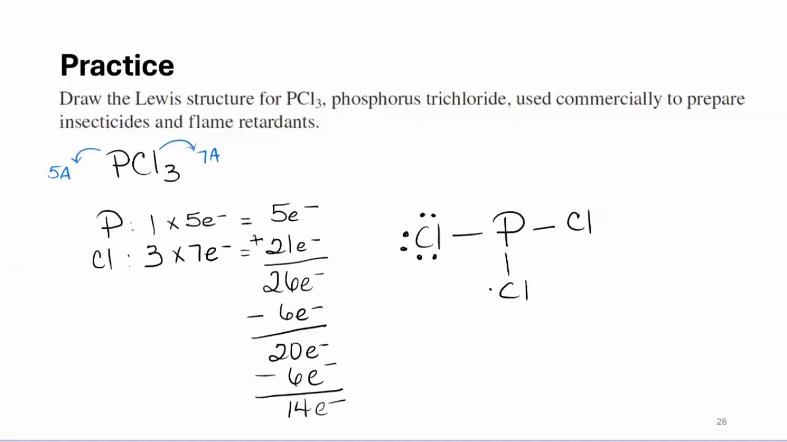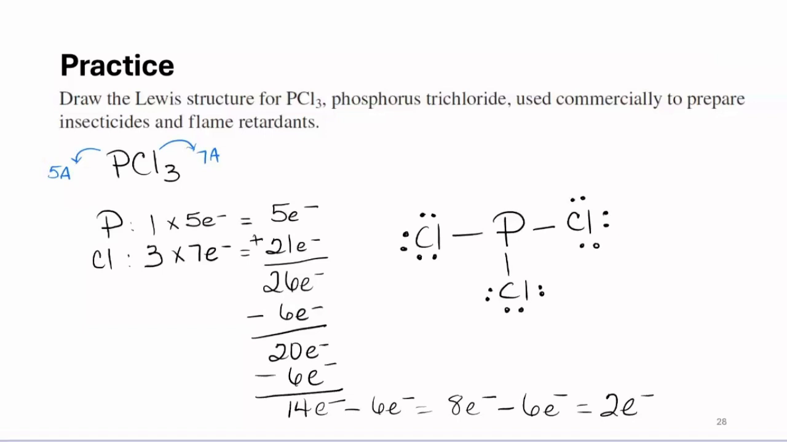The next chlorine needs 1, 2, 3, 4, 5, 6, because it's sharing 2 electrons with the phosphorus. Since I use 6 electrons, I'm going to subtract them. I have 8 electrons left. The last chlorine also requires 6 electrons: 1, 2, 3, 4, 5, 6. Minus 6 electrons, I have 2 electrons left.